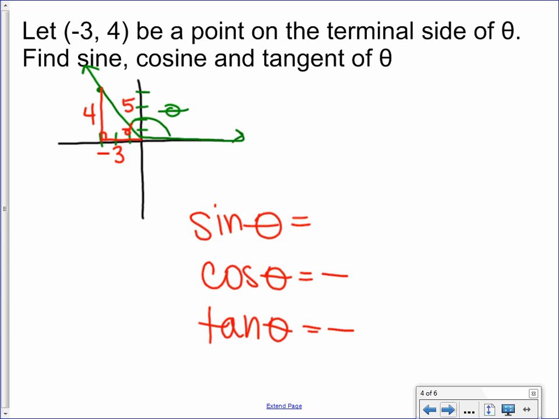So now our sine ratio, opposite over hypotenuse, is 4/5. Our cosine ratio, adjacent over hypotenuse, is negative 3/5. See how that negative would help me with my picture? And then our tangent ratio, opposite over adjacent, is negative 4/3. That's all you have to do. Really, once you get the picture drawn and draw your reference triangle, then it's just the easy SOHCAHTOA.